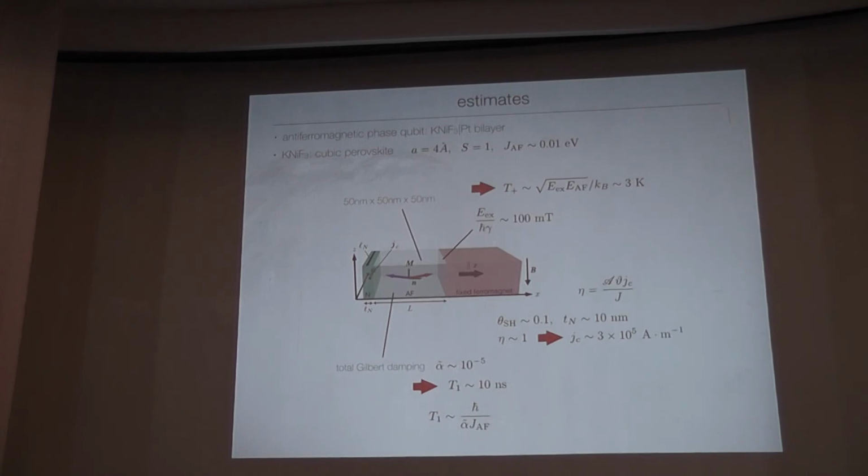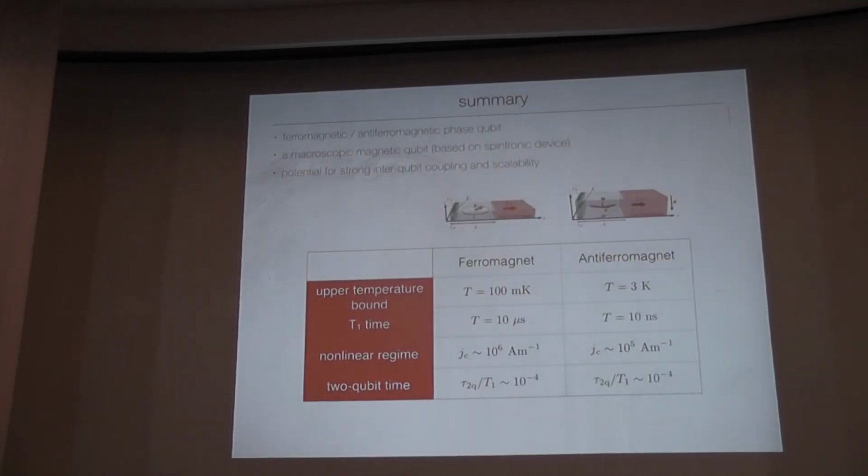Okay, so these are the numerical estimates. Just to summarize, I gave a couple of proposals for a quantum device that makes use of spin Hall phenomena in spintronics, and I tried to give some estimates. I gave a couple of prototypes, a ferromagnetic one and an antiferromagnetic one.